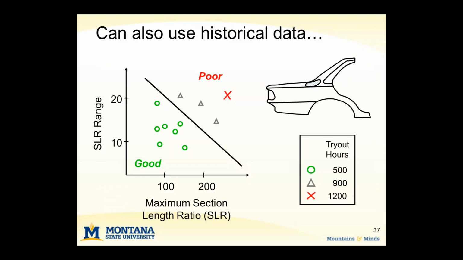You don't have to necessarily generate new data. Sometimes you can use historical data, as in this example here, where this company had pulled data from historical designs, die tryout data, and they were able to map out a couple of different parameters. And when they discovered that the designs that have good manufacturability were in one portion of the design space, and the others that had poor manufacturability were in the other part of the design space, they could come up with a pretty easy way for them to test the manufacturability.